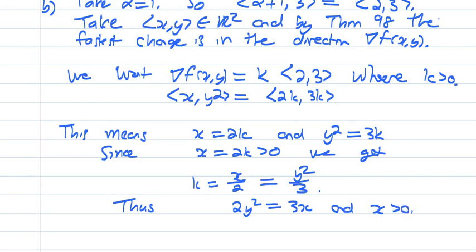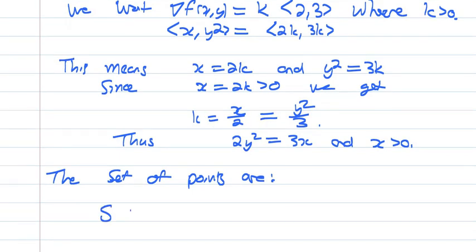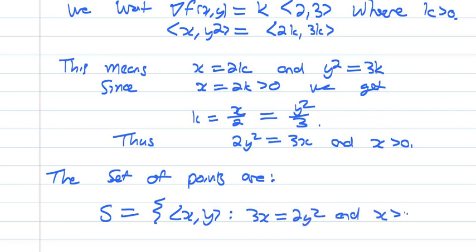And so now we can write the set of points in set notation. S is the set of 2D vectors x, y, where 3x is equal to 2y squared and x is more than 0. And that, ladies and gentlemen, gives us all the set of points where the fastest rate of change is that specific vector. So again, here we had to use theorem 98.